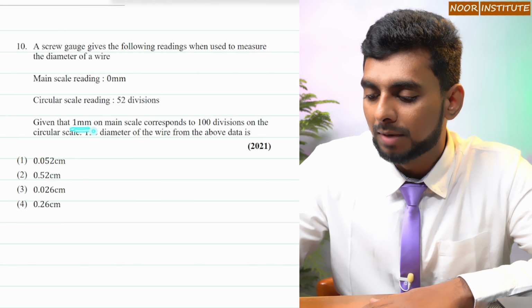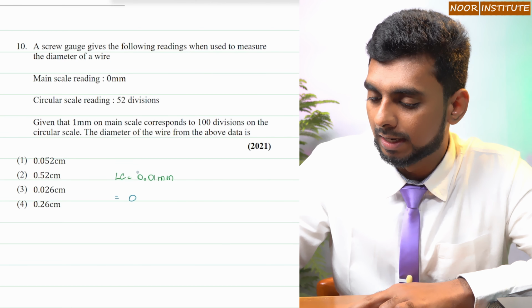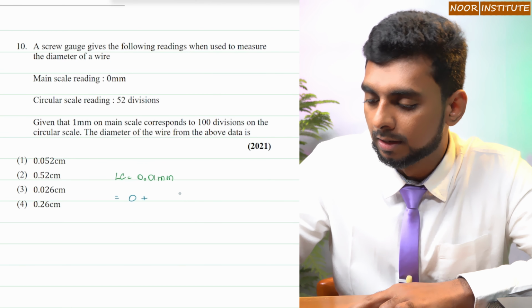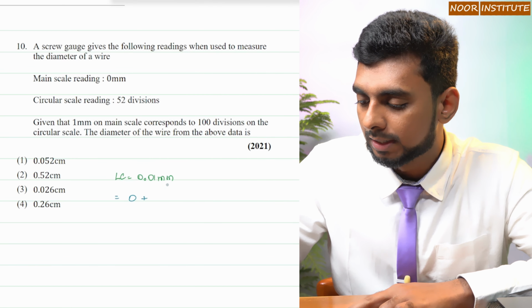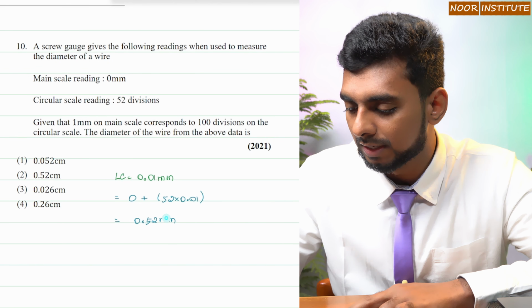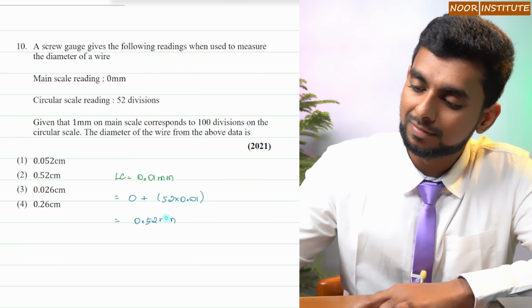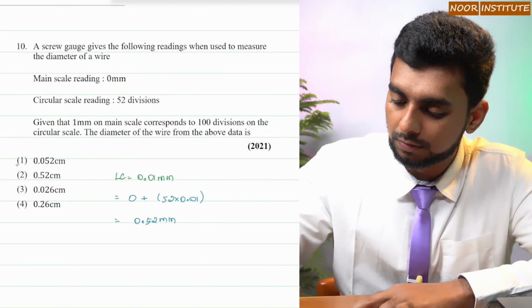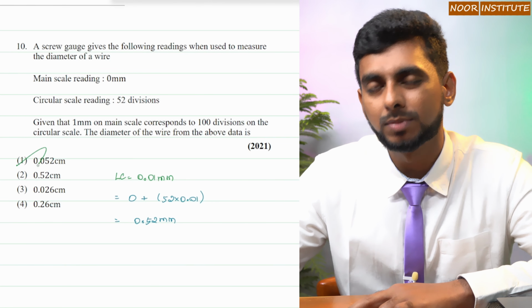Then in order to get the reading, I'll just add the main scale reading and the circular scale reading. For main scale reading, it's 0 millimeter. In order to get the circular scale reading, it's 52 into 0.01 millimeter. If you do the math, you'll have 0.52 millimeter. So here they have given you the answers in options in centimeter. Therefore, I'll have to put one more zero into it. You'll have 0.052 centimeter. Therefore, the answer is option 1 in this situation. So these are easy sums. Let's move on to the next one.